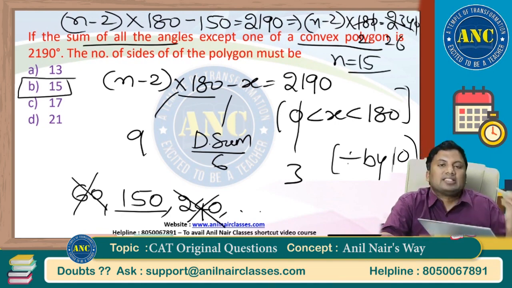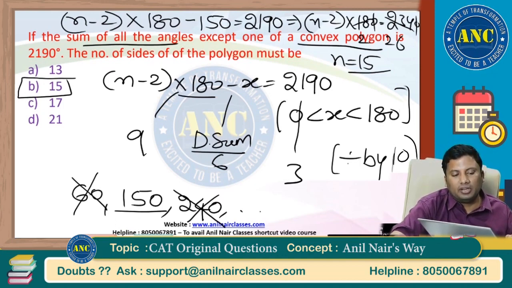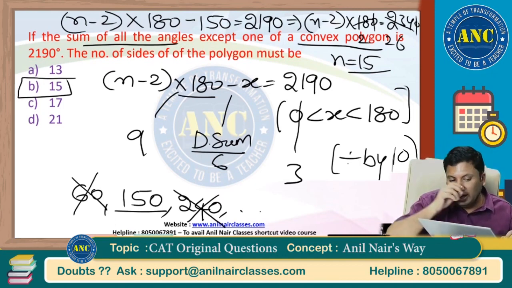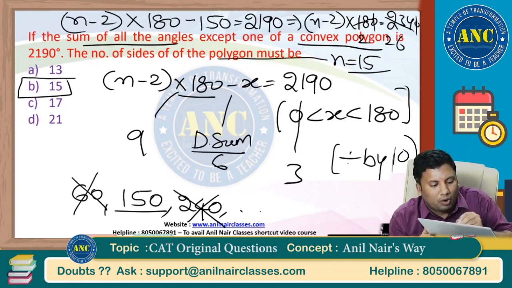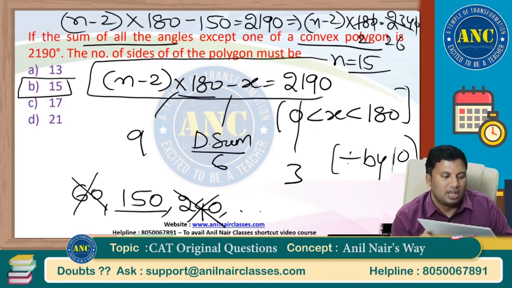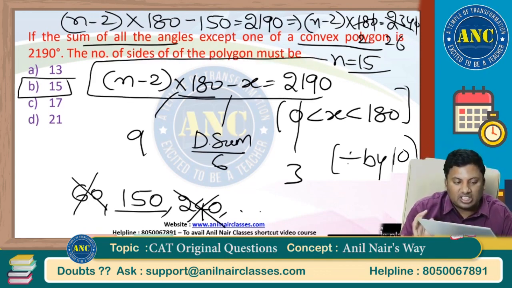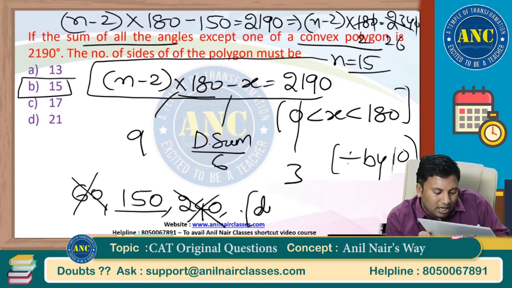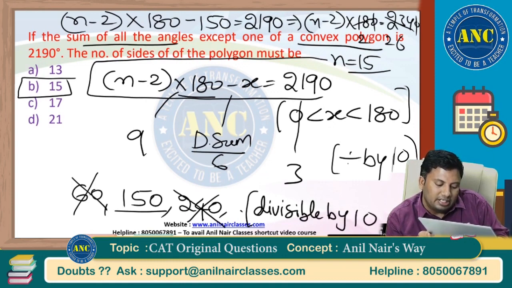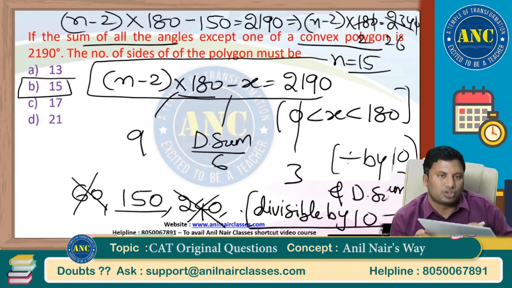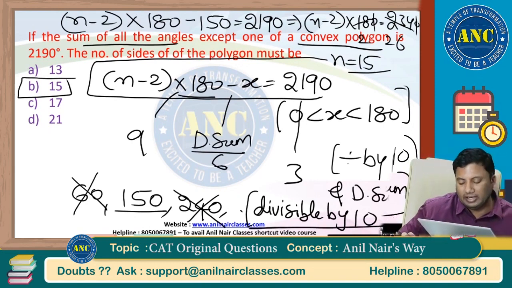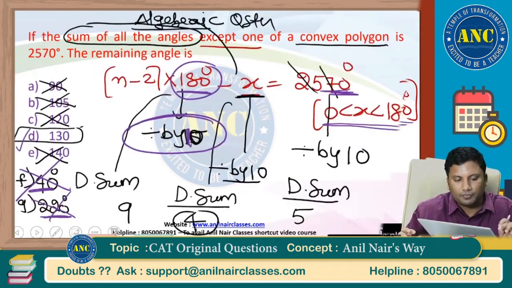I hope the second original CAT question can be solved very easily if you know the approach. I hope everybody understood the root cause of this problem and the previous problem. It should be divisible by 10, and digital sum logic. Don't look at it as an algebraic question. It should be divisible by 10 and apply digital sum. Idea clear? Next one. I hope these two are clear.